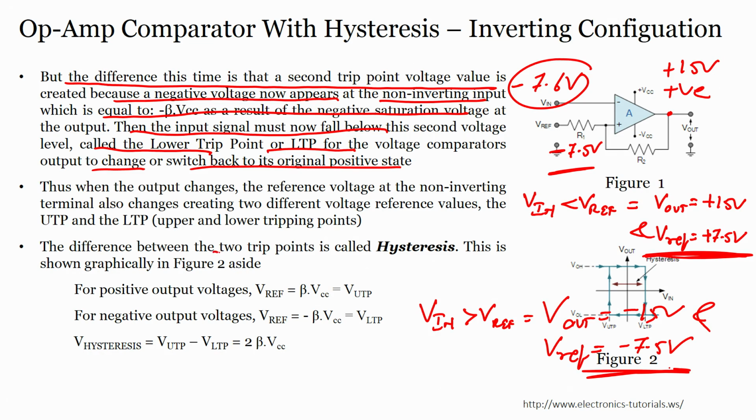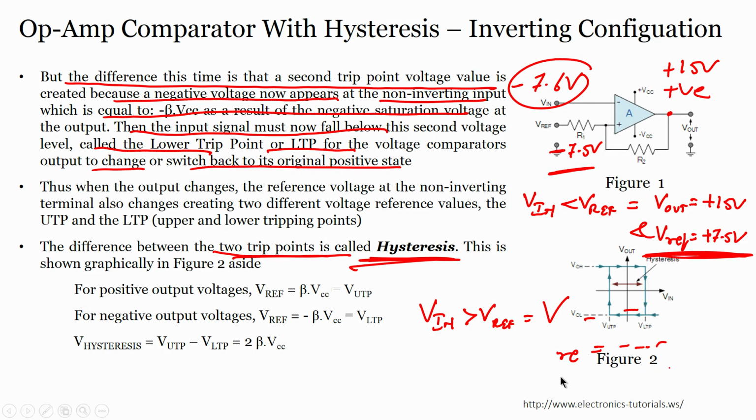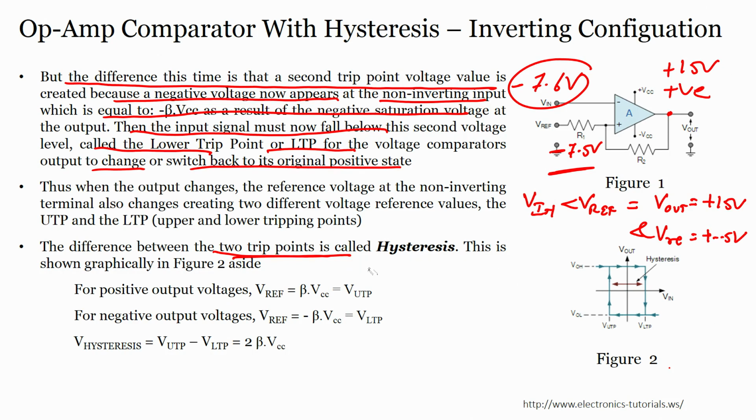The difference between the two trip points is called hysteresis. So, what is hysteresis? You can design that the difference between the upper trip point and the lower trip point in this particular case is called hysteresis. Here you see this one, this is your hysteresis, okay. Very easy, extremely easy, super easy.